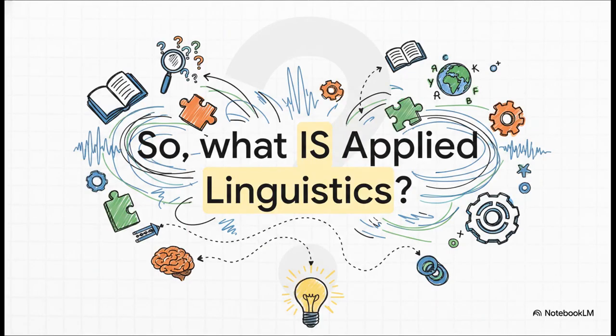And that brings us right back to the big question, doesn't it? So what is it? Well, here's the fun part. If you put 10 of the top applied linguists in a room and asked for a definition, you'd probably get 10 different answers. But you know what? That's not a weakness. It's actually a sign of a field that's alive, that's growing and changing. It's kind of like a mystery we get to solve, and we're going to follow all the clues.